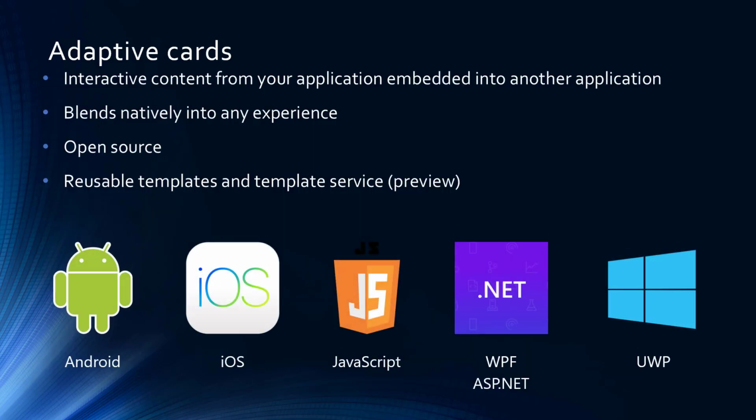Adaptive cards are open source. They blend natively into any experience. The Adaptive Card SDK works in Android, iOS, JavaScript, WPF, and Universal Windows applications, and it renders the adaptive cards natively so that they blend right in with the application. Adaptive cards also provide reusable templates and a template service, which I'll show you in just a moment.